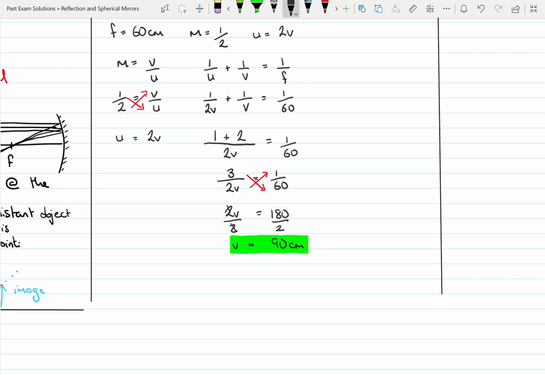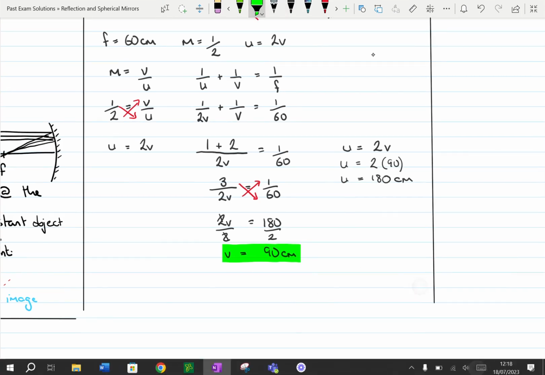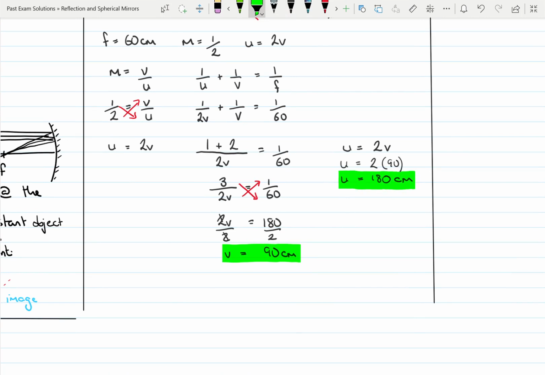The next thing we've been asked to do is find where the object is. Okay, well, the object is 2 times the image from earlier on. We got this from our magnification formula earlier on. So u is equal to 2 times v, which we now know is 90 centimeters. So u, our object, is 180 centimeters from the mirror. Okay, so there we go. That's our second part of the question that we've been asked. So we've done everything so far.